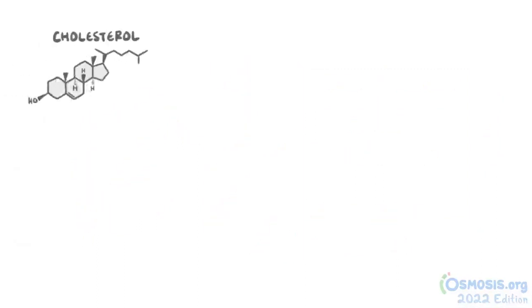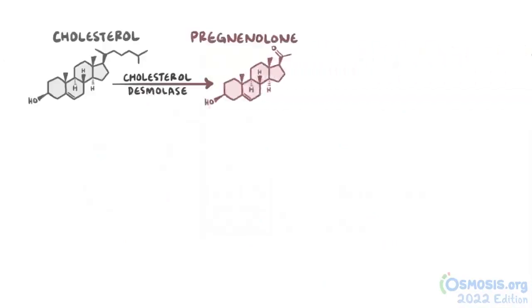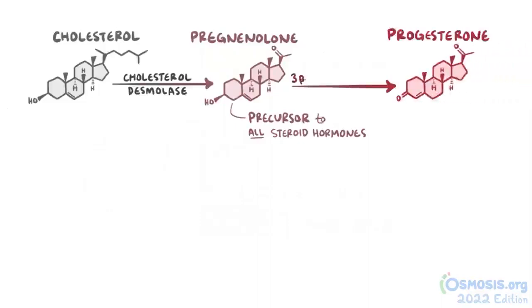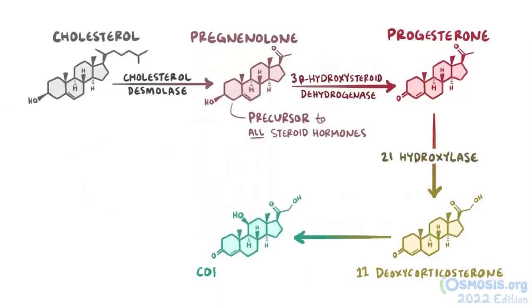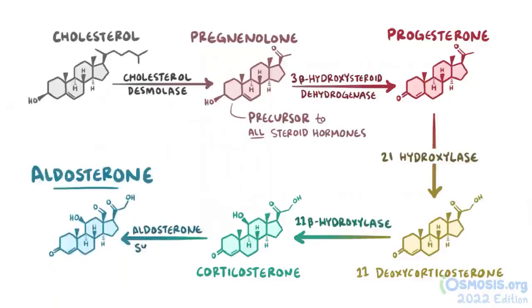Now, the first step in aldosterone production is when an enzyme called cholesterol desmolase turns cholesterol into pregnenolone. Pregnenolone is the precursor to all of the adrenal cortex hormones, sometimes called the steroid hormones. Next, pregnenolone is turned into progesterone by the enzyme 3-beta-hydroxysteroid dehydrogenase. Then progesterone is turned into 11-deoxycorticosterone by the enzyme 21-hydroxylase. 11-deoxycorticosterone then gets turned into corticosterone by the enzyme 11-beta-hydroxylase. And finally, corticosterone is turned into aldosterone by the enzyme aldosterone synthase.